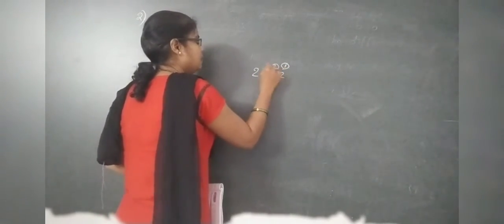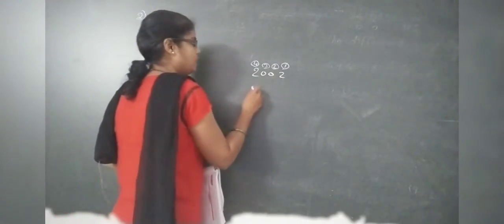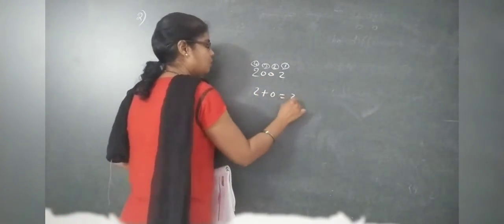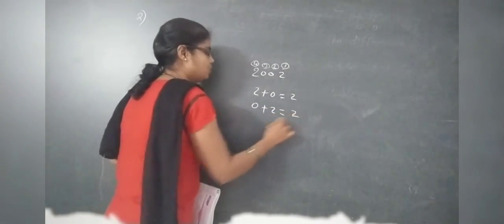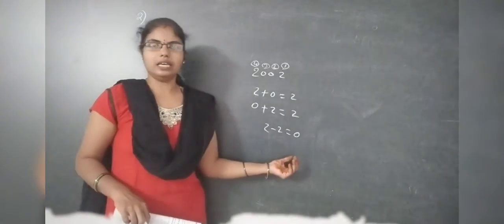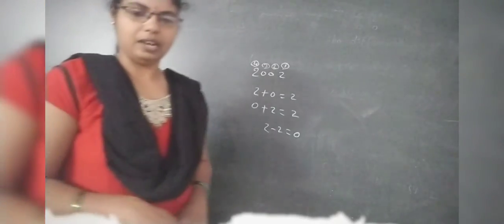And what is the next number? 2002. First place, second place, third place, fourth place. So sum of the digits at odd places: 2 plus 0, 2. Next, sum of the digits at even places, second one and fourth one, that is 0 plus 2. How much? 2. 2 minus 2, how much? 0. So is 0 divisible by 11 or not? Yes, 0 is divisible by 11. So 2002 is divisible by 11. Okay. So what is the first number? 2002 is divisible by 11.